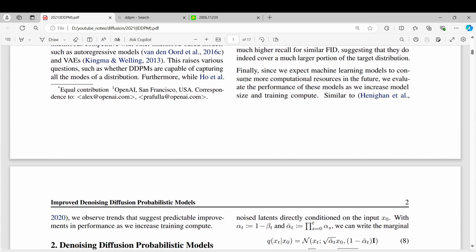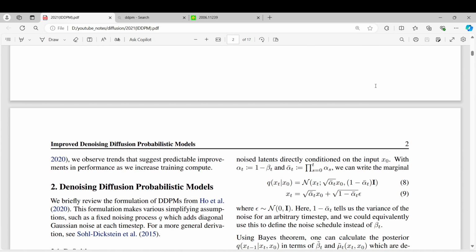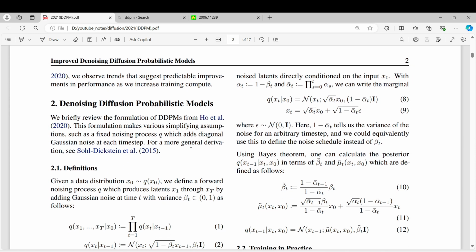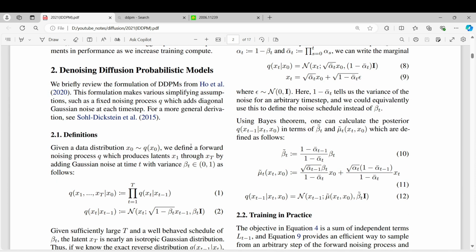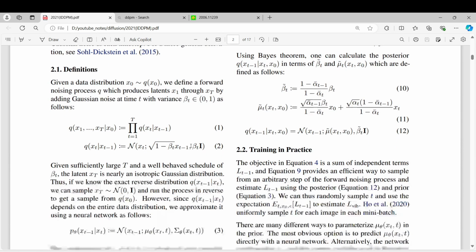And finally, since we expect machine learning models to consume more computational resources in the future, we evaluate the performance of this model as we increase the model size and training compute. We observe a trend that suggests predictable improvement. So they are telling us that as we increase the compute, our model performance also goes up predictably.